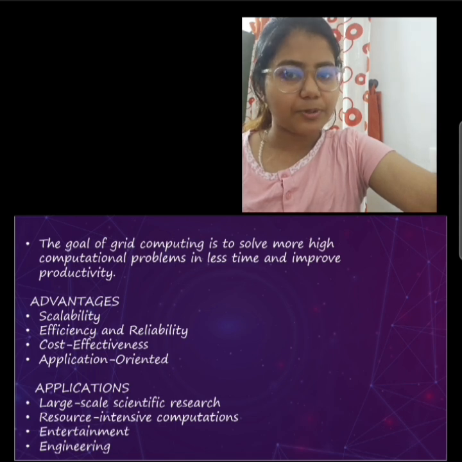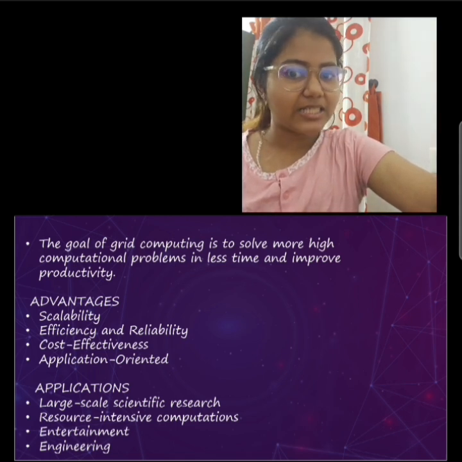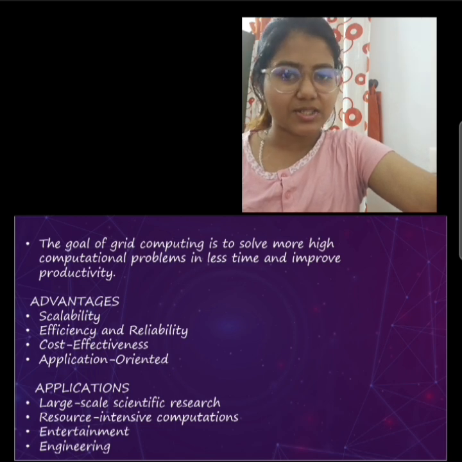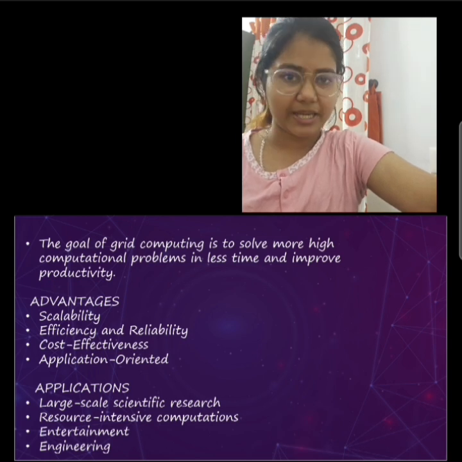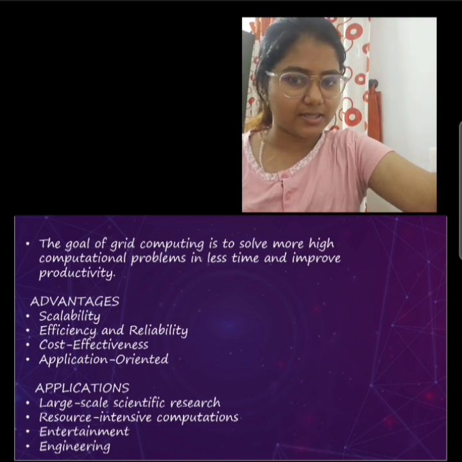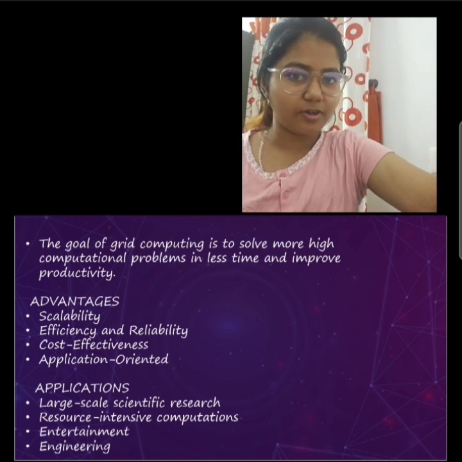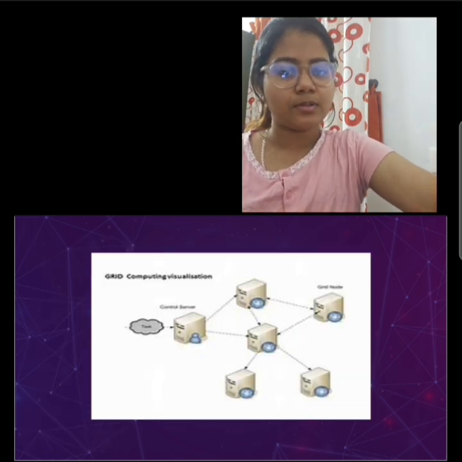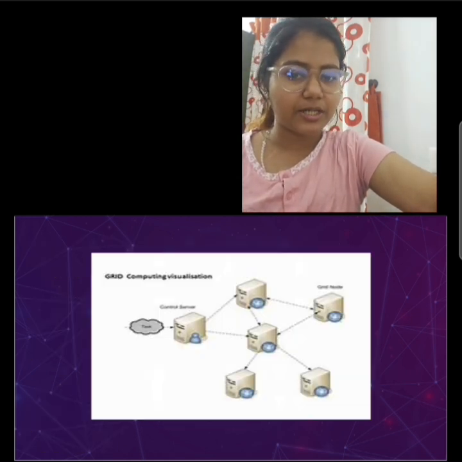The goal of grid computing is to solve highly computational problems in less time and improve productivity. The advantages of grid computing are scalability, efficiency and reliability, cost effectiveness, application orientation. The applications of grid computing are large-scale scientific research, resource-intensive computations, entertainment, and also engineering purposes. So this is all about grid computing, and here is the diagram of grid computing.